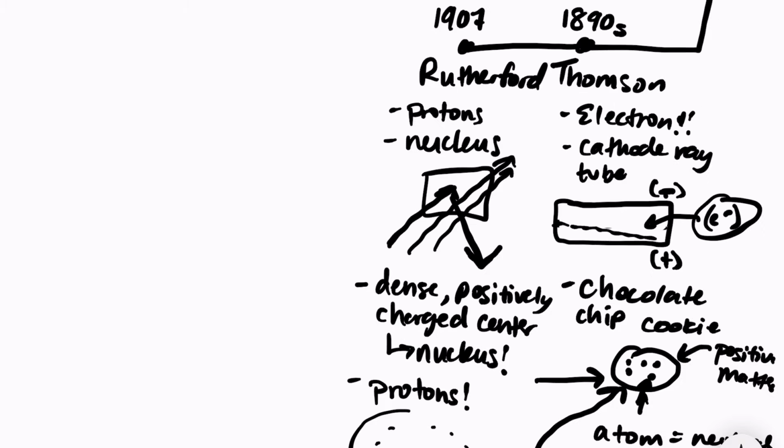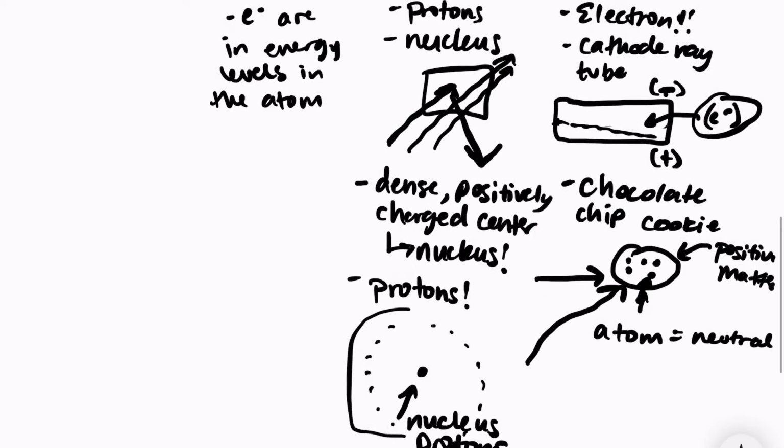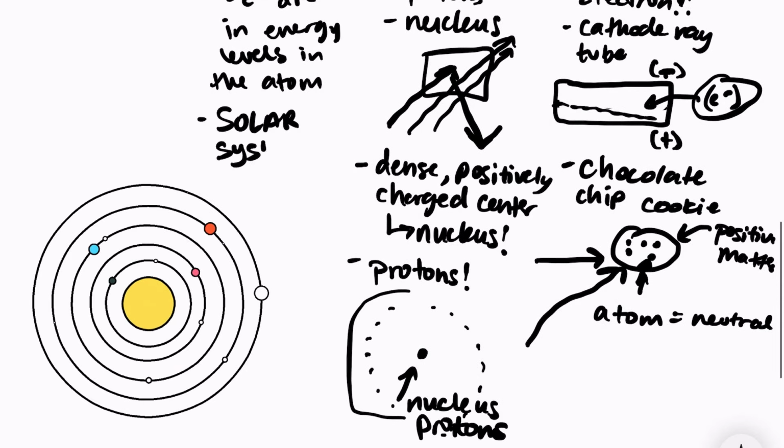So again, Rutherford did not account for electrons in his atomic model, but the next person, Bohr, did a lot of work with electrons. He was a Danish scientist. He made his theory in around 1913. And what Bohr suggested was that electrons are in energy levels in the atom. His model is known as the solar system model because it kind of looks like a solar system.